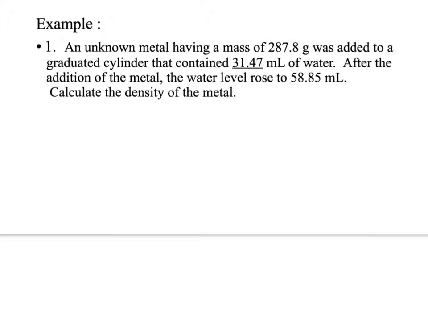It says we have an unknown metal having a mass of 287 grams, so that's going to be our mass, and it was added to a graduated cylinder that contained 31.47 milliliters of water. After the addition of the metal, the water level rose to 58.85 milliliters. So it says calculate the density of the metal. So first thing we're going to write our formula, which is density is equal to m over v, which is mass over volume.